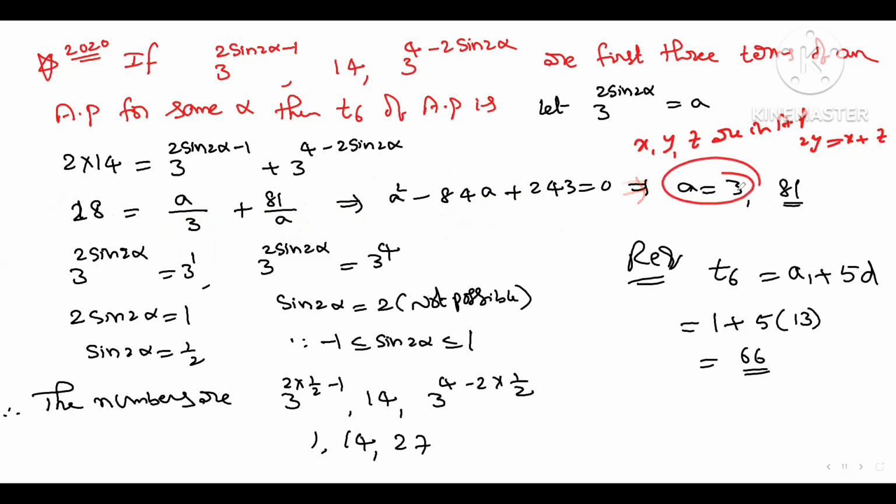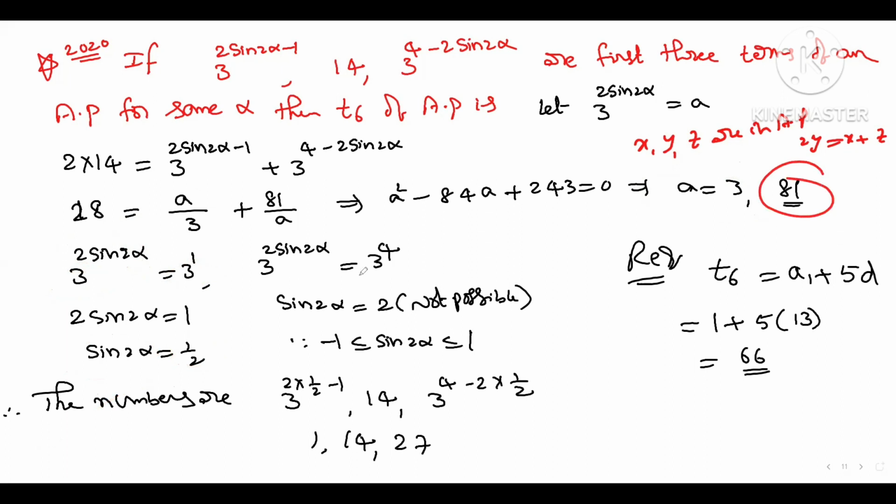A is equal to 3 and 81. The factors are (A minus 3) into (A minus 81) is equal to 0. So the roots are A is equal to 3 and 81. Let us take case 1: A is equal to 3. What is A here? 3 to the power 2 sine 2 alpha is equal to 3. If the bases are equal, the powers are equal. So 2 sine 2 alpha is equal to 1. Sine 2 alpha is equal to 1 by 2.